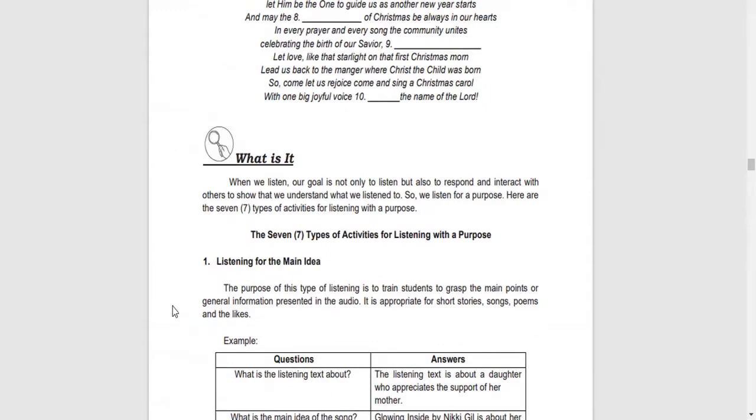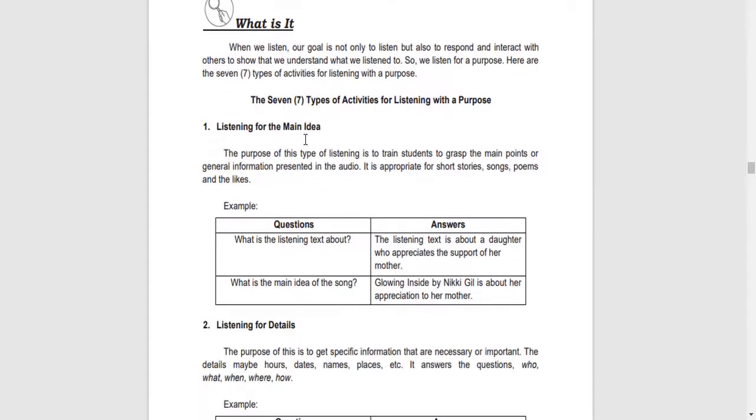Number 1, we listen for the main idea. In this particular number 1, all you need to bear in mind are these 2 questions. You need to listen for you to know what the text is all about, or what the song is all about, or what the poem is all about. So, tungkol saan yung pinakikinggan nyo. It is about listening for the main idea.